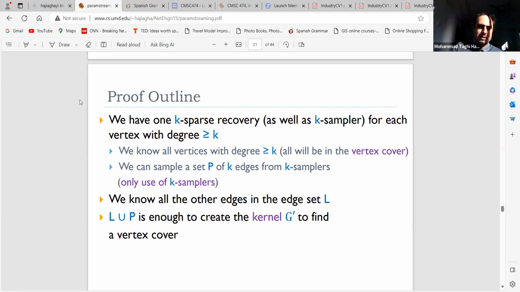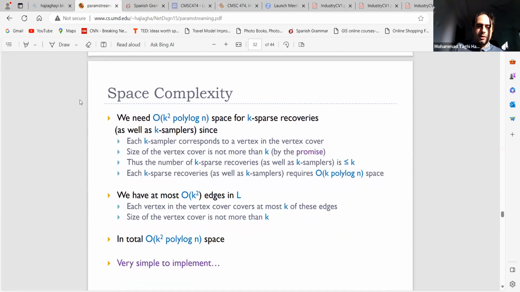Now, what about the space? The space actually is not that hard. The total space that we need is order k squared polylog for the k-sparse recoveries or k samplers. Why? Because each k sampler corresponds to a vertex in a vertex cover. The size of the vertex cover is at most k, so the number of k-sparse recoveries would be at most k. And for each of them, we need k polylog k, as I mentioned before. So it would be k squared polylog.